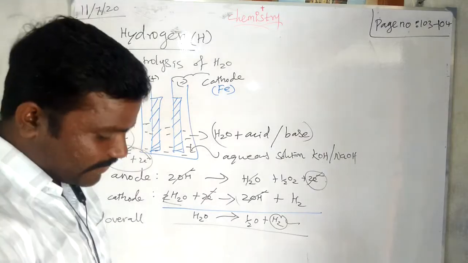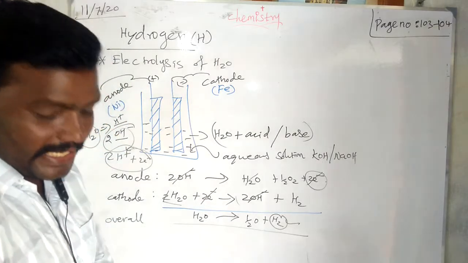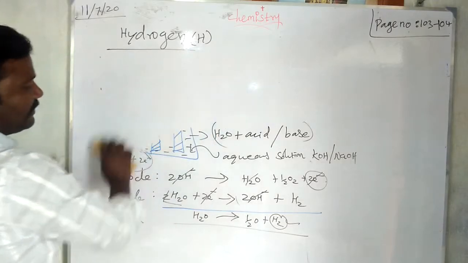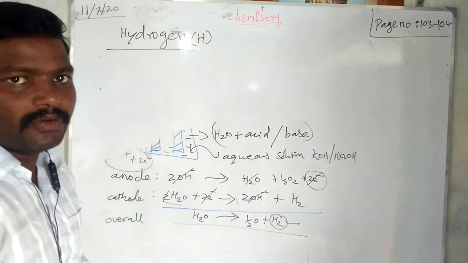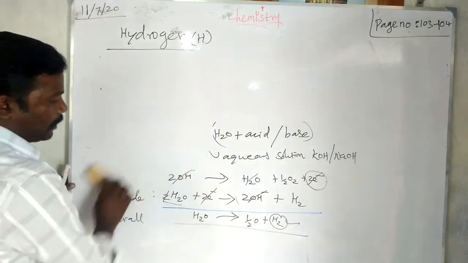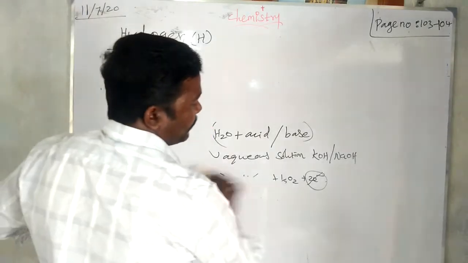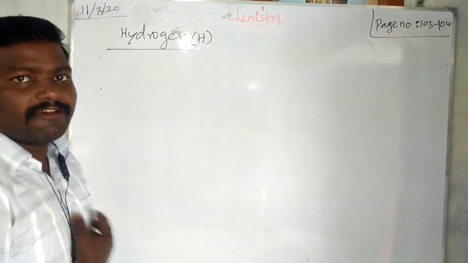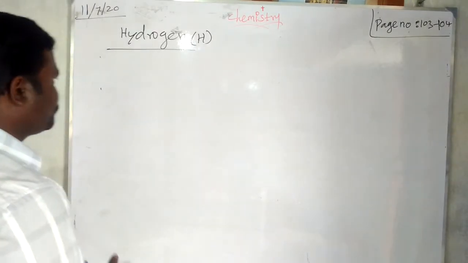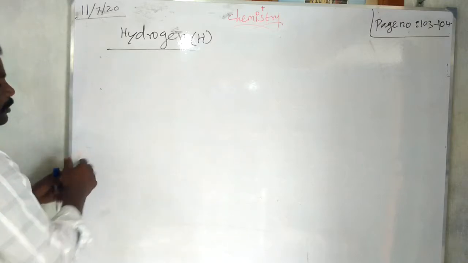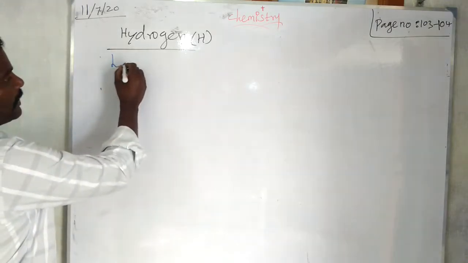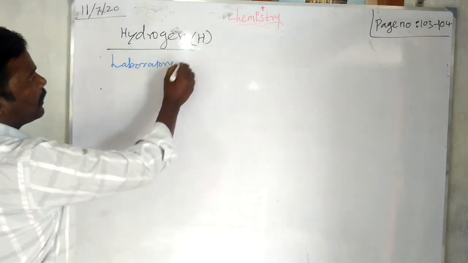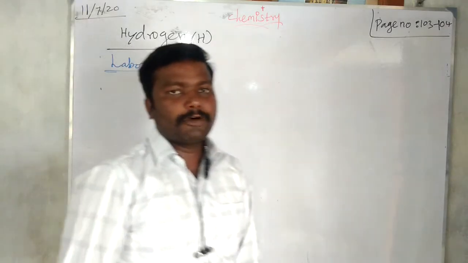The next method of preparation of hydrogen is the laboratory method. The method we finished previously cannot be applied for large scale preparation. What do you mean by large scale preparation? We cannot prepare a large quantity of hydrogen. Then we are going to learn about laboratory preparation of hydrogen.